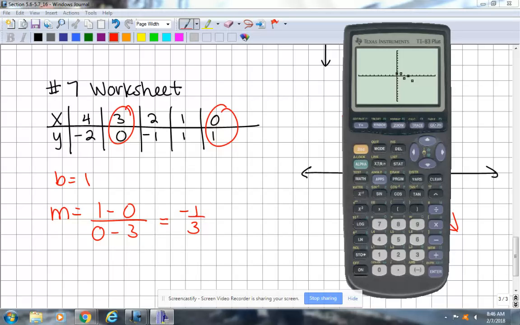Okay, so then I want you to hit stat again. Stat right there by the arrows. And then I want you to arrow over to where it says calc up there. And then you get a big list of things. And then I want you to hit number 4, which is linear regression. So you can arrow down to number 4, or you can type 4. And then I think you can hit enter.